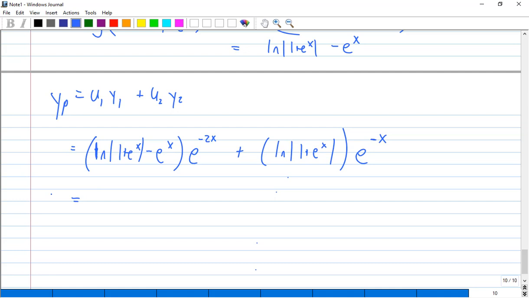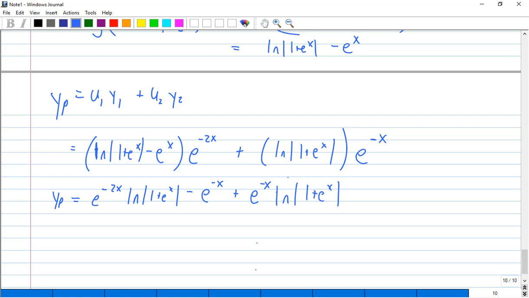All right, so you can see what my particular solution is now. It will be e to the negative 2x minus e to the negative 2x times natural log absolute value 1 plus e to the x, minus e to the negative x, plus, and you only got to multiply that times one term, e to the negative x times natural log absolute value 1 plus e to the x. So that's our y sub p.